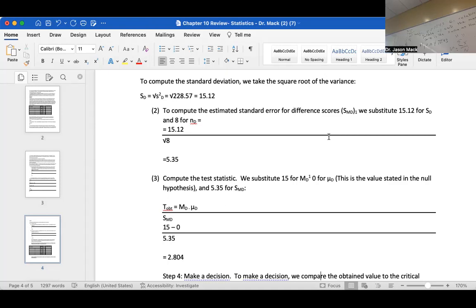And then we reject the null because it's still above. Everyone see that? Does that make sense? Yeah. Or at least mostly, I hope.